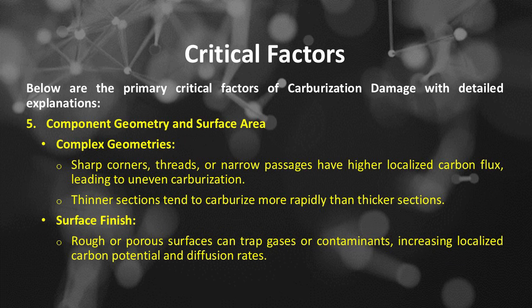Number 5 of primary critical factors of carburization damage with detailed explanations is component geometry and surface area, includes complex geometries, sharp corners, threads, or narrow passages have higher localized carbon flux, leading to uneven carburization. Thinner sections tend to carburize more rapidly than thicker sections. Surface finish: rough or porous surfaces can trap gases or contaminants, increasing localized carbon potential and diffusion rates.